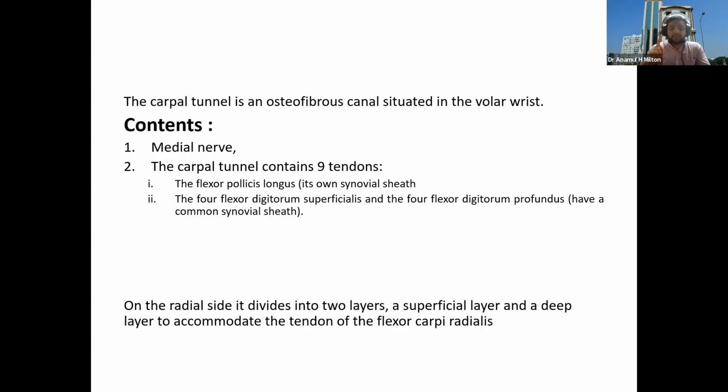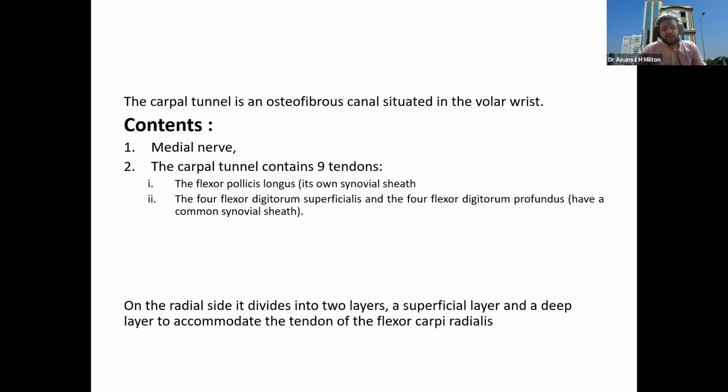Number 1, the flexor pollicis longus is within one sheath, and there are 2 groups of muscles. One is the flexor digitorum superficialis, with 4 tendons within one sheath, and the other is the flexor digitorum profundus. So the 4 flexor digitorum superficialis tendons are within one sheath, and the 4 flexor digitorum profundus tendons are within one sheath. So there are 3 common sheaths there.